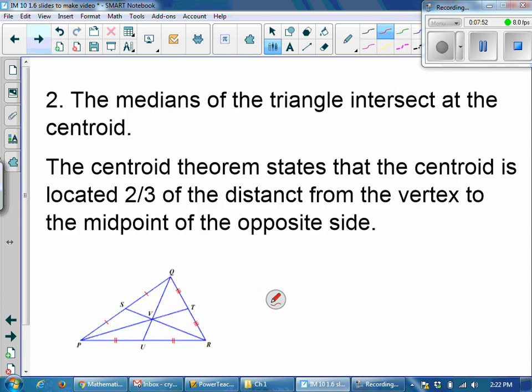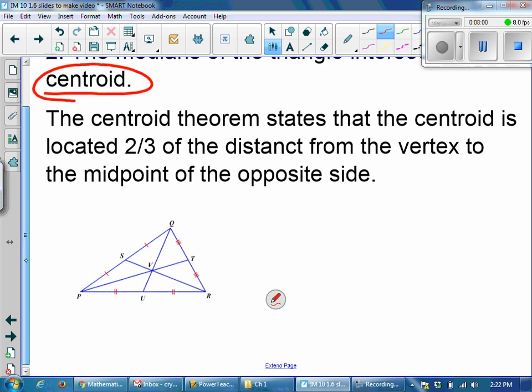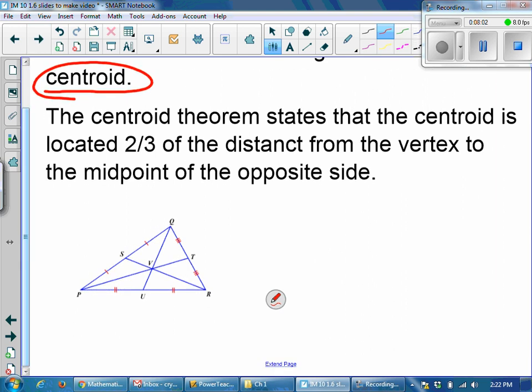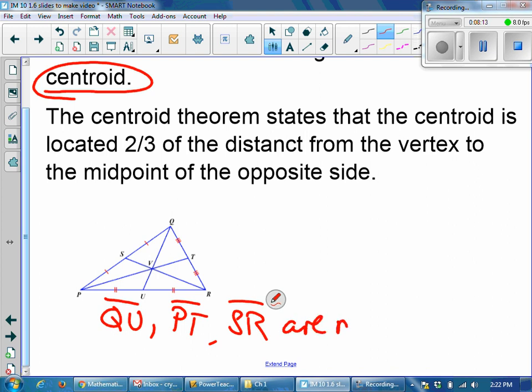The second center of a triangle is called the centroid, and it's created by the intersection of the medians. So when you take a look here, I know that QU, PT, and SR are medians. Ask yourself for a second, how do I know that? I know that because they go from a vertex to a midpoint. I see that they're midpoints because each of those parts are congruent. So I know that V is the centroid.